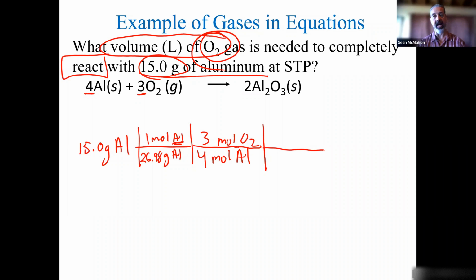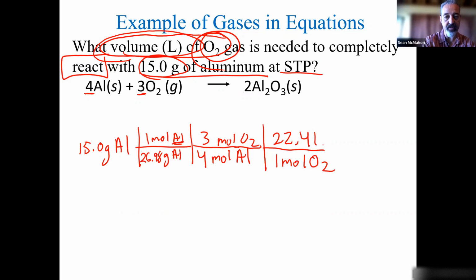So that's the third rule. Fourth rule, convert moles of what you want into whatever unit they want. Well, what do they want? They want volume. And because it's STP, 1 mole of any gas, so in this case it's oxygen, occupies 22.4 liters.